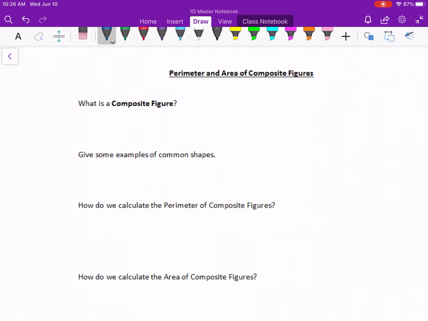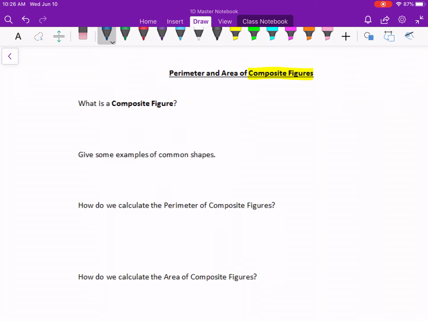In this lesson, we're looking at perimeter and area of composite figures. I assume that you already know that perimeter is the distance around the outside of an object, and area is the amount of two-dimensional space that it takes up. So what might be new to you is this idea of a composite figure. A composite figure is one that's made up of two or more other figures.